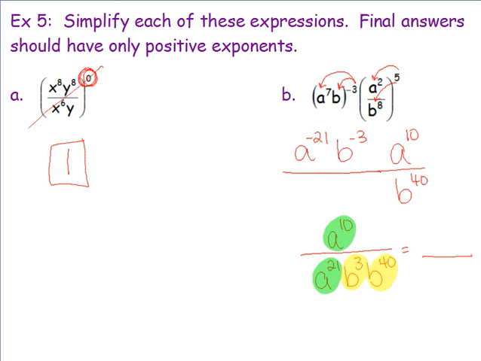Let's start with the A's. Top and bottom, we subtract. 21, take away 10, leaves me with 11. There's more on the bottom. Those 11 A's go on the bottom. B's, well, they're already on the bottom. Side by side, we add 3 plus 40, and we get 43 B's on the bottom.